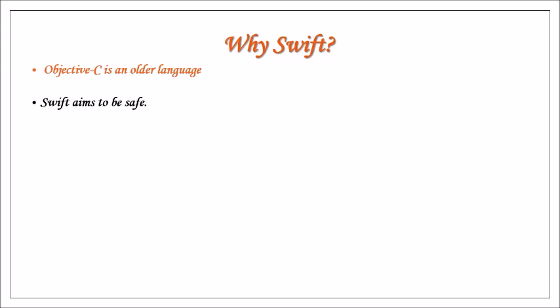Also, Swift aims to be safe. Objective-C did not aim to be unsafe, but things have changed quite a bit since Objective-C was released in the 1980s. For example, the Swift compiler aims to minimize undefined behaviors, which is intended to save the developer time debugging code that failed during runtime of the application.